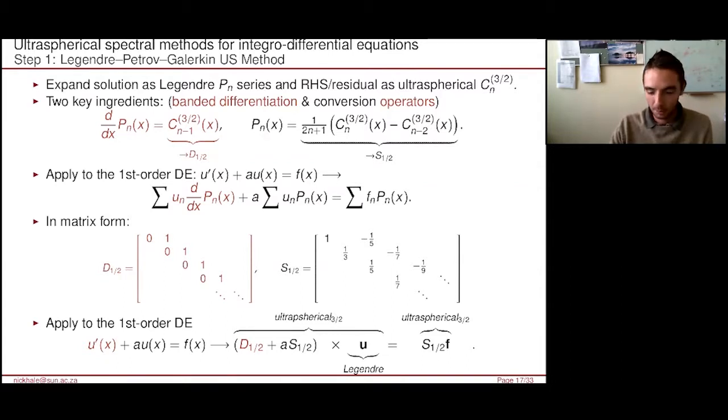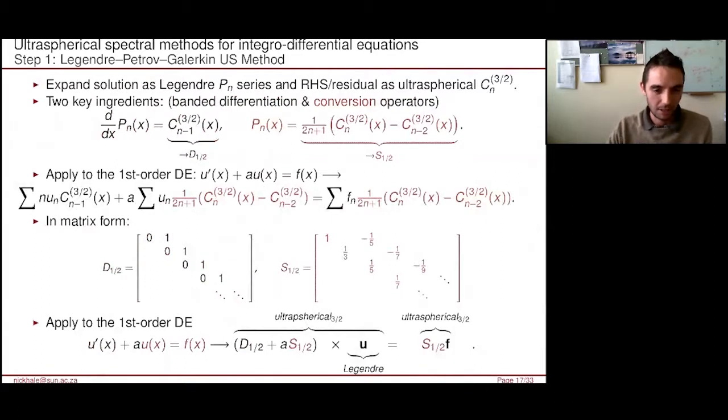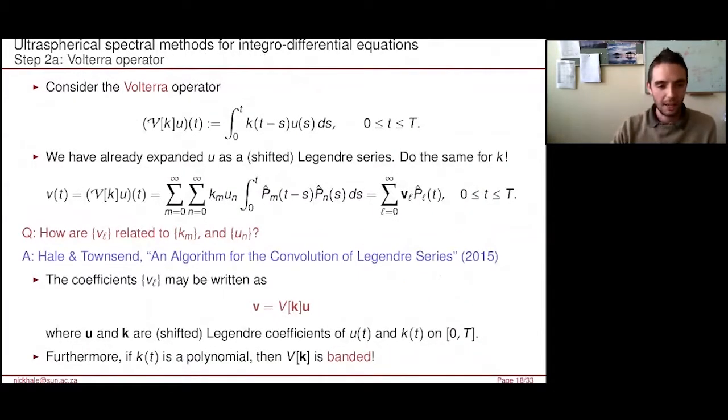Again, I won't go through all the steps, but we end up with a banded differentiation matrix, a banded conversion matrix, and we can end up with a fast algorithm to do that. So the idea is almost exactly the same as we saw for the Chebyshev series. We're just going to start with Legendre rather than starting with Chebyshev. There's not much going on. But Sheehan and I managed to prove that was fine.